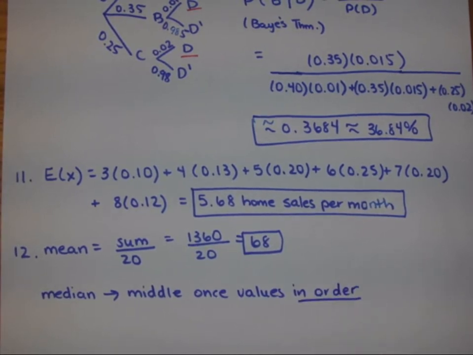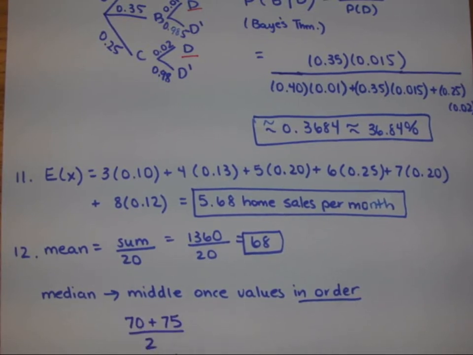So you do need to put them in order first, okay? And if you put them in order first, there are actually 2 tied for the middle. And so if you put them in order, and I kind of had to do that off to the side, it looks like 70 and 75 are going to be tied for the middle. So you average those, and you'll get 72.5.